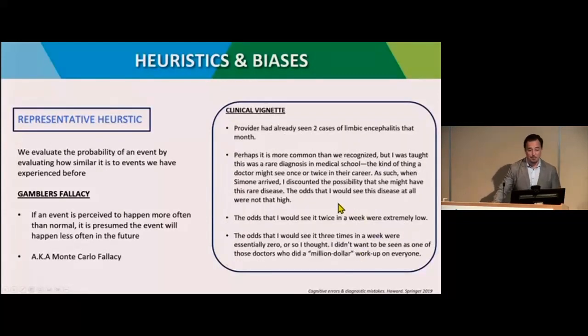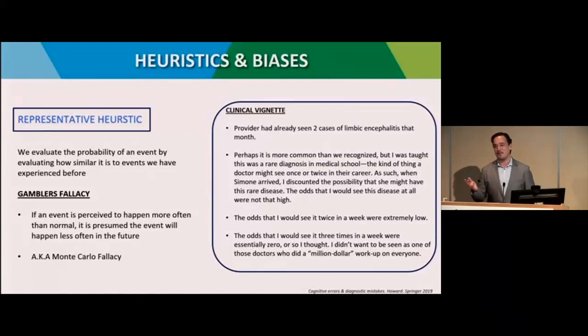The physician at the time did not get the MRI. And when that physician was questioned, like, well, why didn't you get the MRI? She said, well, I'd already seen 2 cases of limbic encephalitis that month, and in her mind, this was rare. So I've seen 2 already, I'm not going to see a third, and it just seemed the odds were very low. And through that, she didn't want to be perceived as someone making that $1 million workup to find that 1 in a million event.